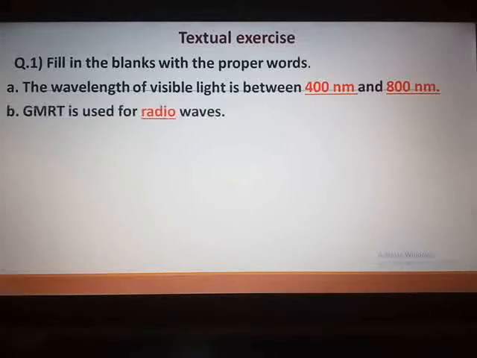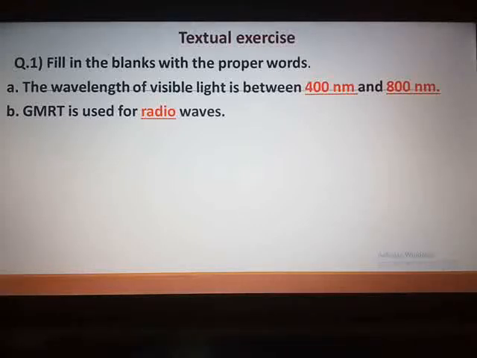Second, GMRT. Just now you have seen about GMRT, Giant Metrewave Radio Telescope. It is used for which type of waves? Radio waves. C is omitted because it is based on the reduced part of the syllabus. A certain X-ray telescope is named after scientist dash. On page number 213, the block which is removed about Chandra, it is based on that. So that question is removed.